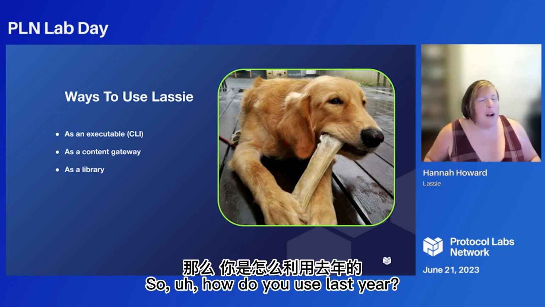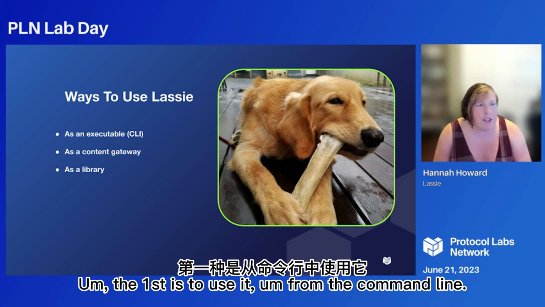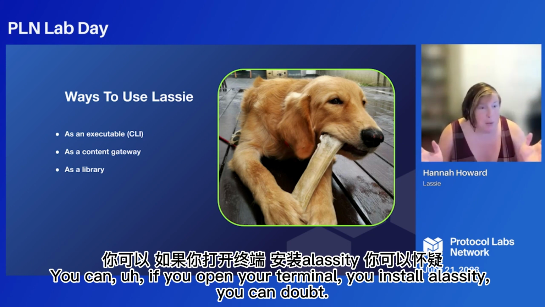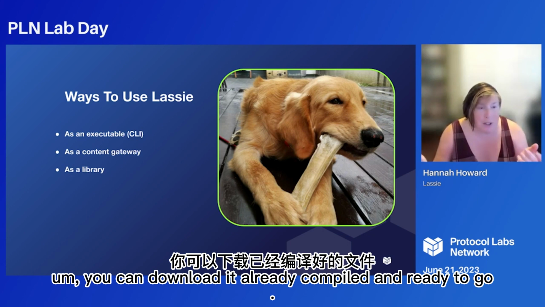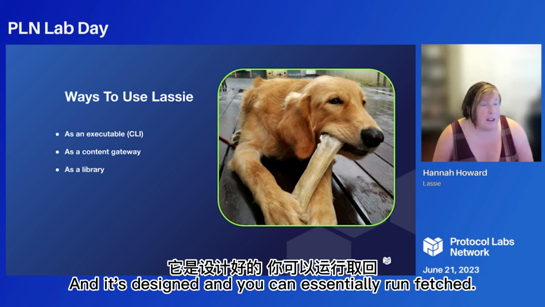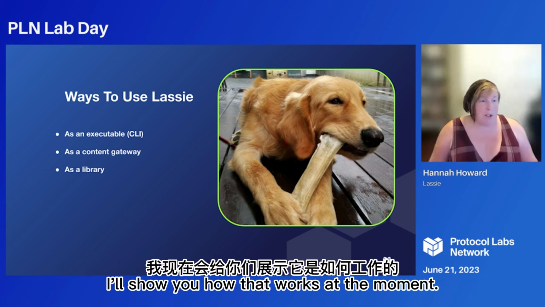So how do you use Lassie? From the start, we've designed it with three use cases. The first is to use it from the command line. If you open your terminal, you can download Lassie already compiled and ready to go. We don't want you to have to install Go or any other dev tools. You can essentially run fetch, and it's designed like other Unix commands to be typable and composable. I'll show you how that works in a moment.